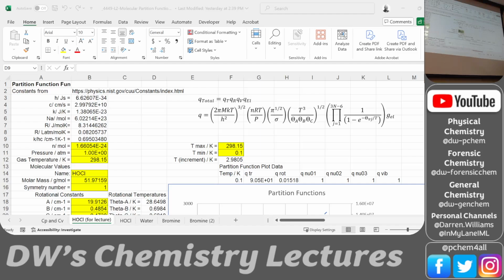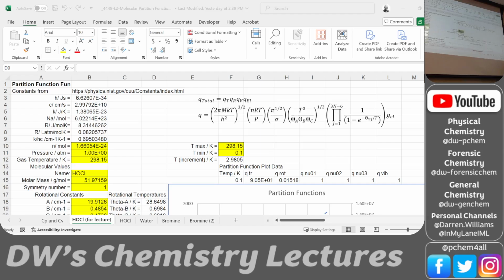This was the overall partition function. So this first piece is the translation piece. This piece, nRT over P, was the volume, divided by this piece, where the thermal wavelength is inverted. So we're taking the volume divided by the thermal wavelength.